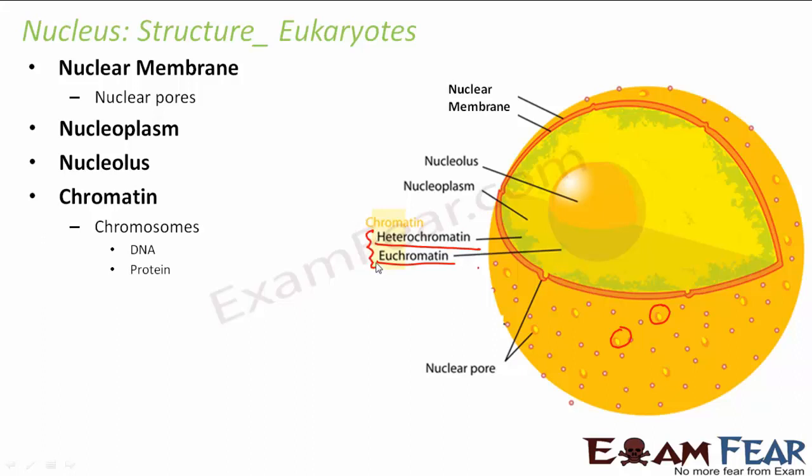Now you really don't need to bother much about the two categories of chromatin, heterochromatin and euchromatin. For now you should just know that inside the nucleoplasm you have some thread-like structures that are known as chromatin. These chromatins later form chromosomes when the cell divides. We will talk about chromosomes in one of our next slides. And inside the chromosomes you have DNA and protein.